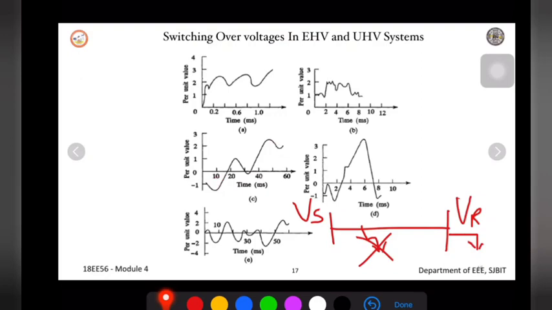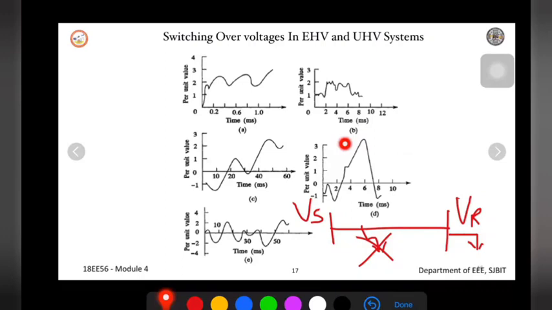And figure D represents the energization of a long transmission line, the charging of a transmission line. Suddenly I am adding a new line. I am charging the line after maintenance, or any new line which has been added, right? In that case, a sudden increase in the voltage is going to happen. You can see here the voltage is very, very high. Almost 3 per unit voltage, the peak will be there.